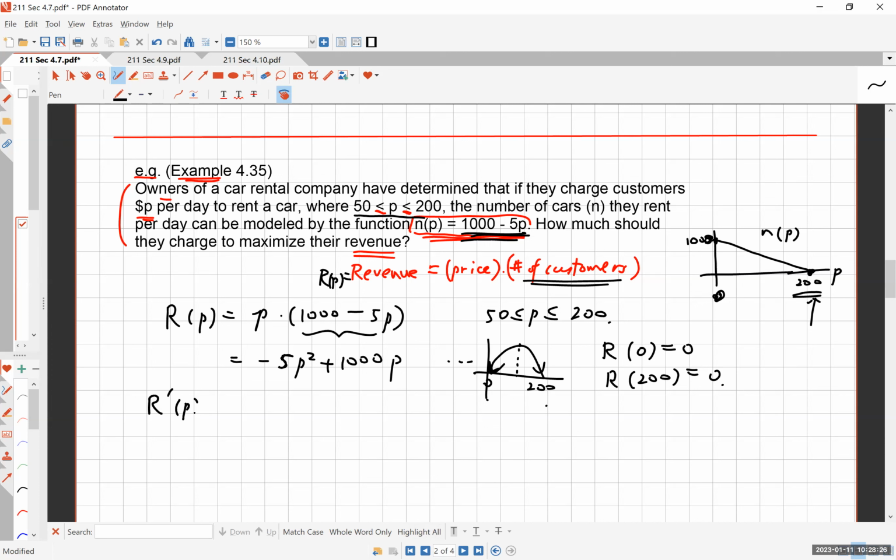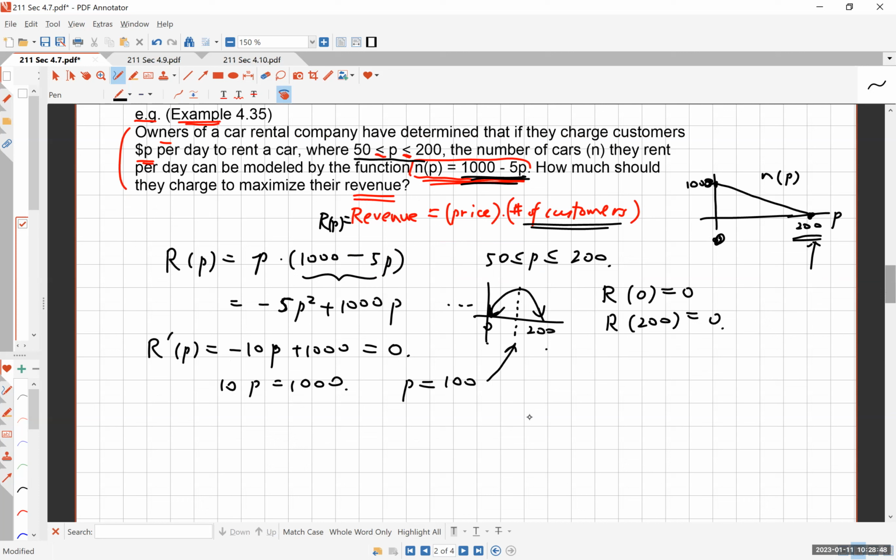But anyway, let's take the derivative of this. That's negative 10P plus 1,000. Set this equal to 0. 10P is going to be 1,000, and as I expected, P is going to be 100. So this is that point here. How do you know it's a maximum? Because it's an upside down parabola. We know this from our knowledge of what quadratic functions are like, and we know that the leading coefficient is negative and so on. So you know that R has its maximum.